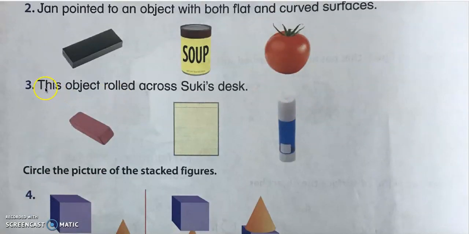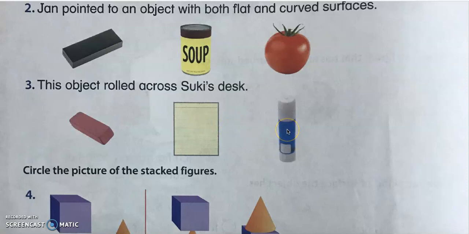All right, number 3. Next we have this object rolled across Suki's desk. Which one of these objects can roll across Suki's desk? For an object to roll across, it should only have what? Yeah, curved surfaces. Otherwise, it cannot roll with flat surfaces, right? Can this roll? Nope, because it only has flat surfaces. What about the notebook? Can the notebook roll across the desk? No.